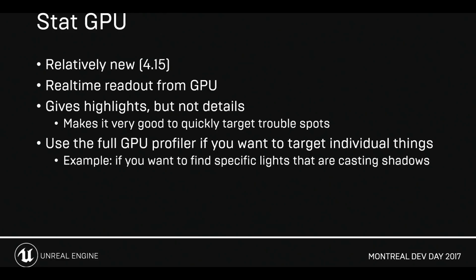In most cases, you will still want to use the GPU profiler. That's really the only way you're going to find individual lights. In the GPU profiler, you only sample a single frame, and you break that frame down and see everything that happened. Using that, you can drill down and see specifically which lights are shadowing and how long each light is taking to render, and you can make more intelligent decisions that way. But at a really high level, stat GPU can really help you out.